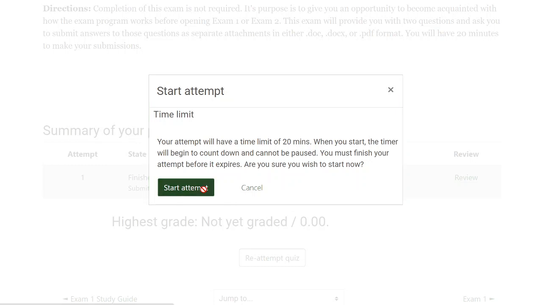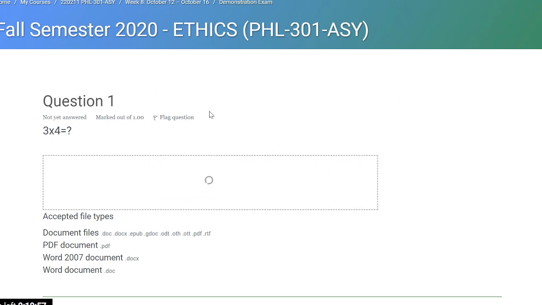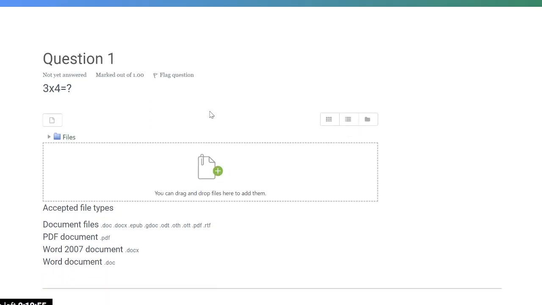Okay, so what do you see when you start the exam? First you'll get a question. Obviously this is not a question from our actual class or study guide. It says question 1, what is 3 times 4? And you will be given an area to upload a document. Notice you won't be typing your answers or even copy and pasting them into some sort of message box to submit your essays. You will be uploading a Word document or a PDF file.